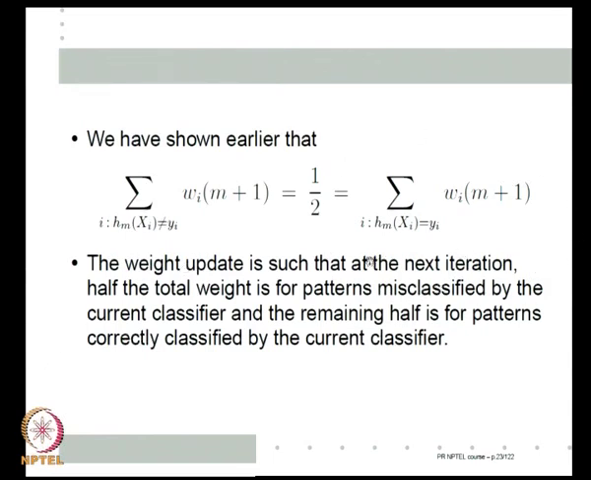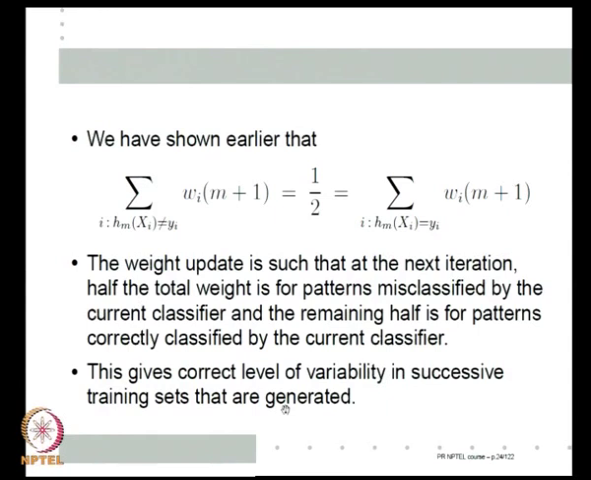Now, this is a very interesting thing about the algorithm. This way the algorithm automatically can generate as many training sets as you want of required variability. We do not have to worry about it. The weight update equations are such that they maintain this. This gives a sufficient level of variability in successive training sets.